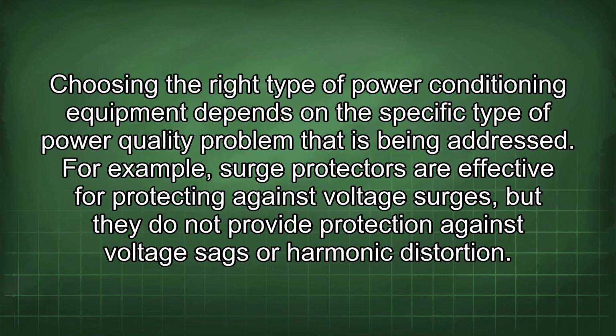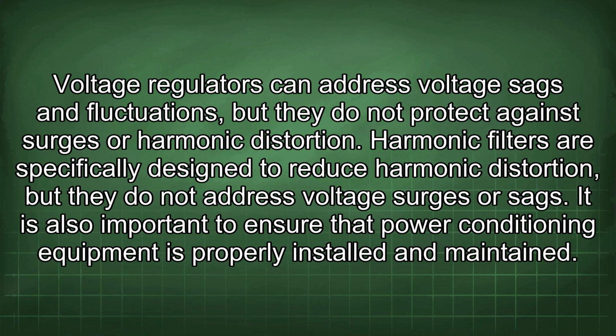Choosing the right type of power conditioning equipment depends on the specific type of power quality problem that is being addressed. For example, surge protectors are effective for protecting against voltage surges, but they do not provide protection against voltage sags or harmonic distortion. Voltage regulators can address voltage sags and fluctuations, but they do not protect against surges or harmonic distortion. Harmonic filters are specifically designed to reduce harmonic distortion, but they do not address voltage surges or sags.